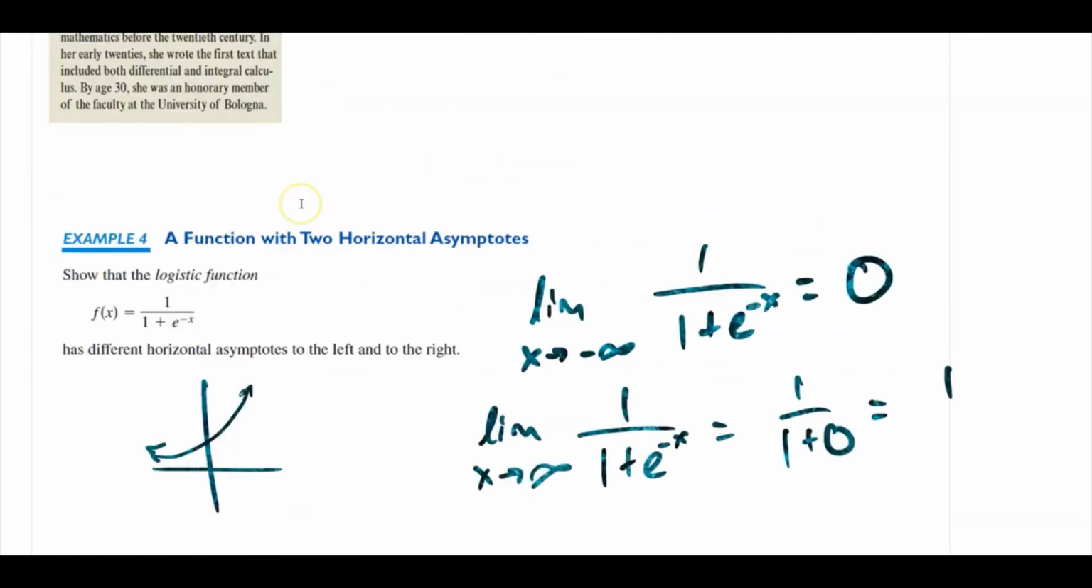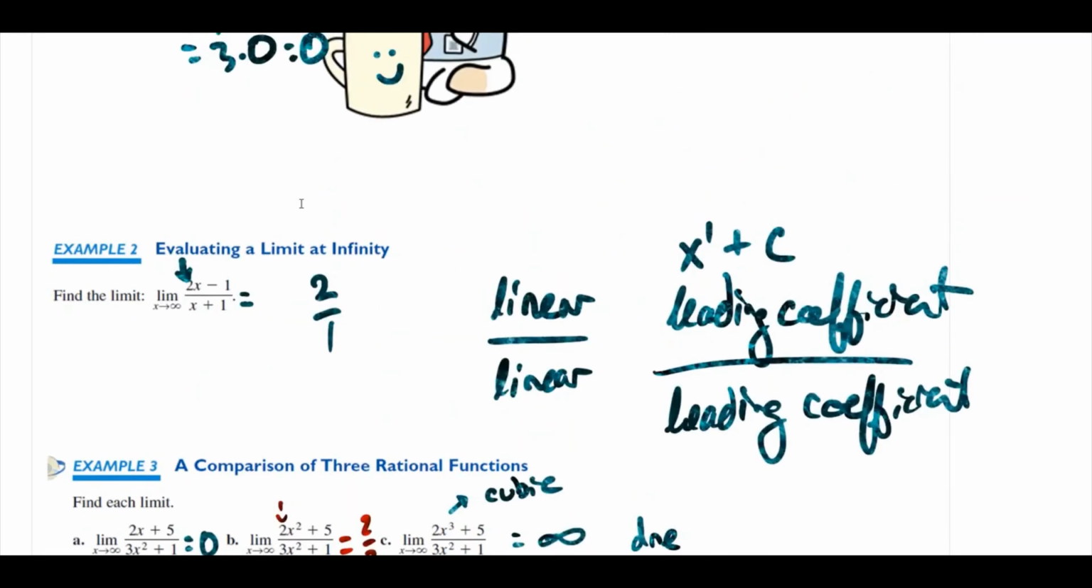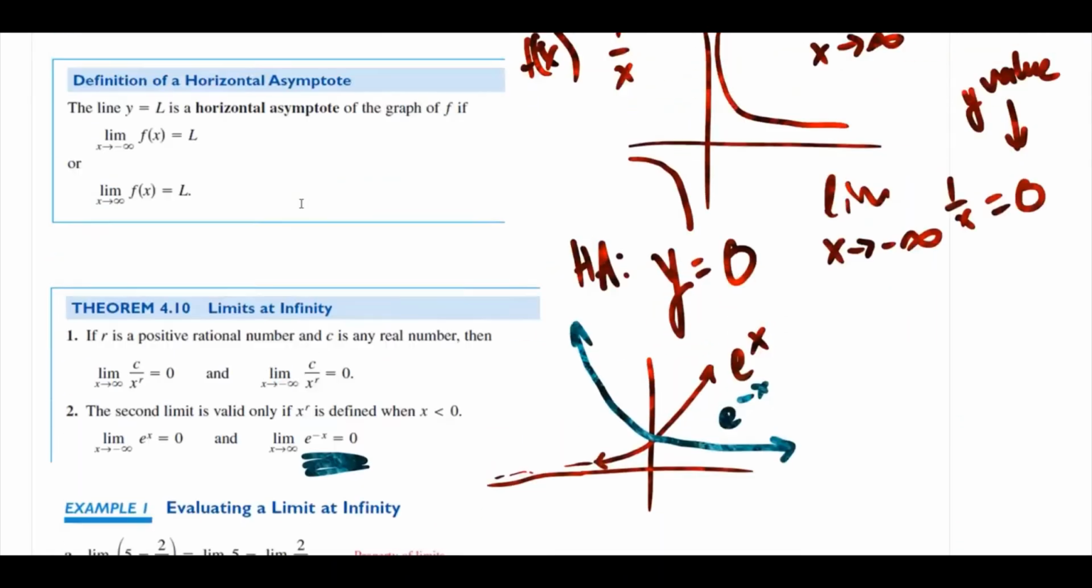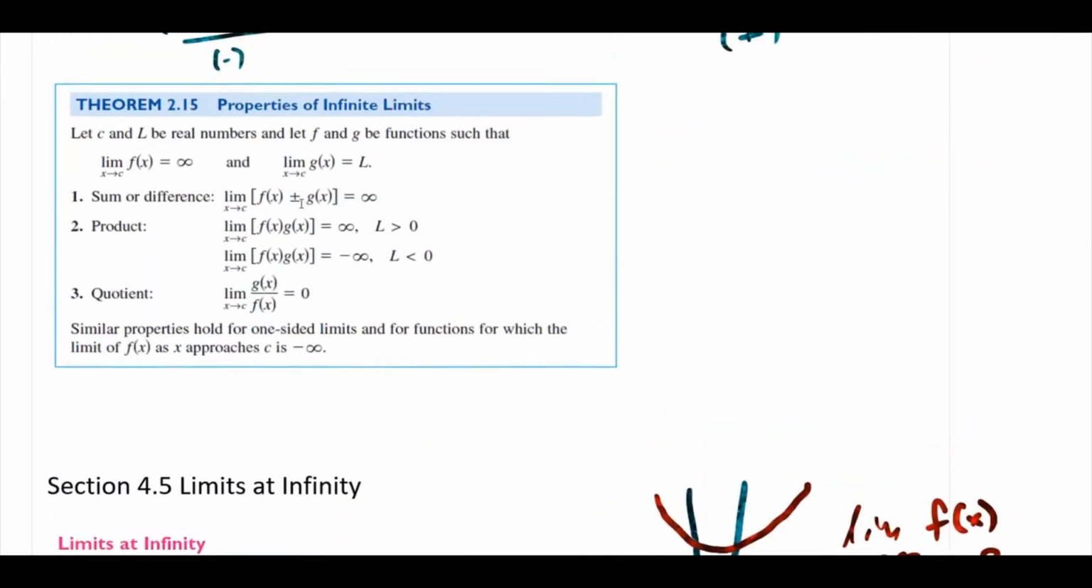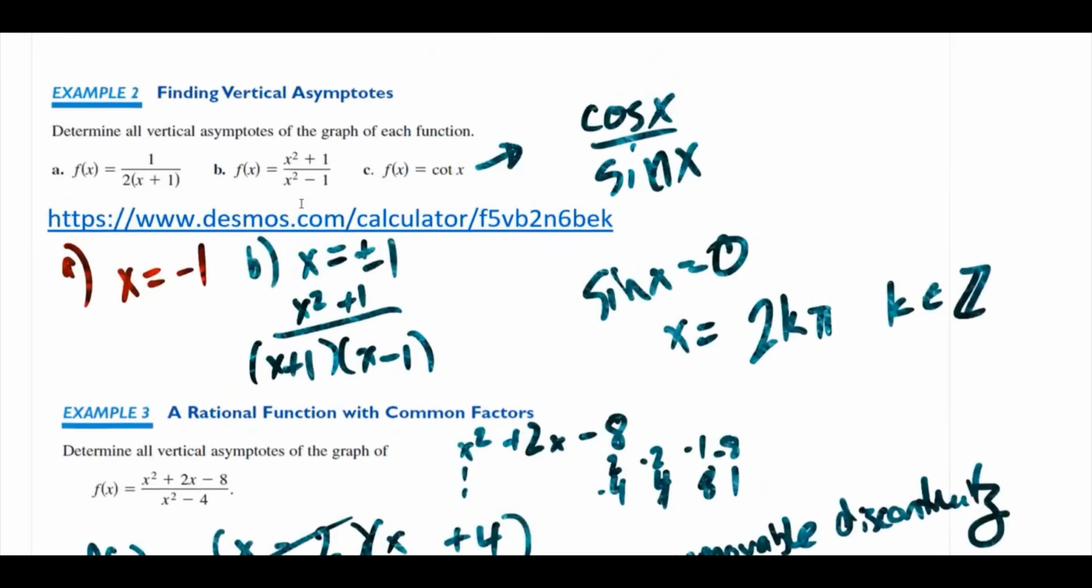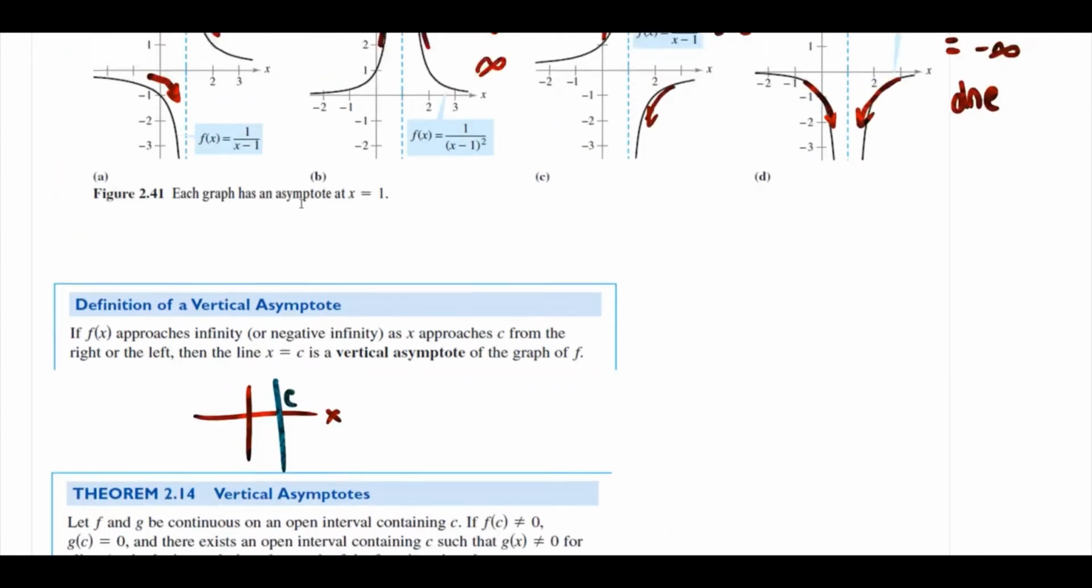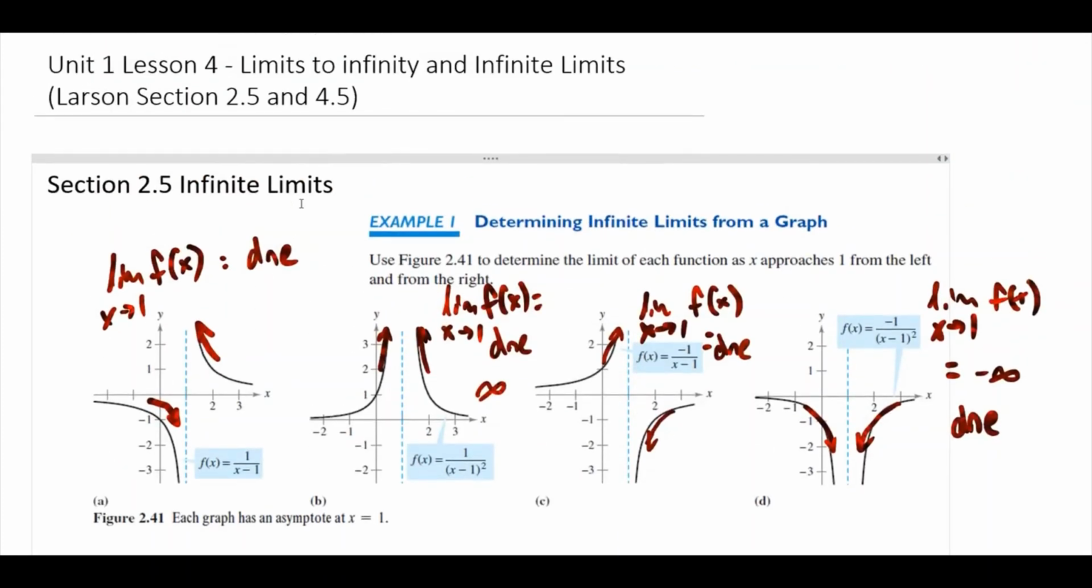Right. So what did we do? We looked at different functions and what happens as we're considering what their horizontal and vertical asymptotes look like. The vertical and horizontal asymptotes can be formalized, the definition of them can be formalized using limit notation, which is pretty cool. All right, bye.